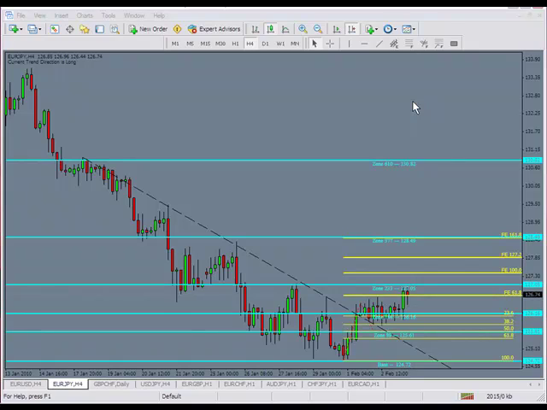Alright, what I wanted to talk about today was the Euro Japanese Yen. We have a very clear-cut, interesting setup here happening on the pair.